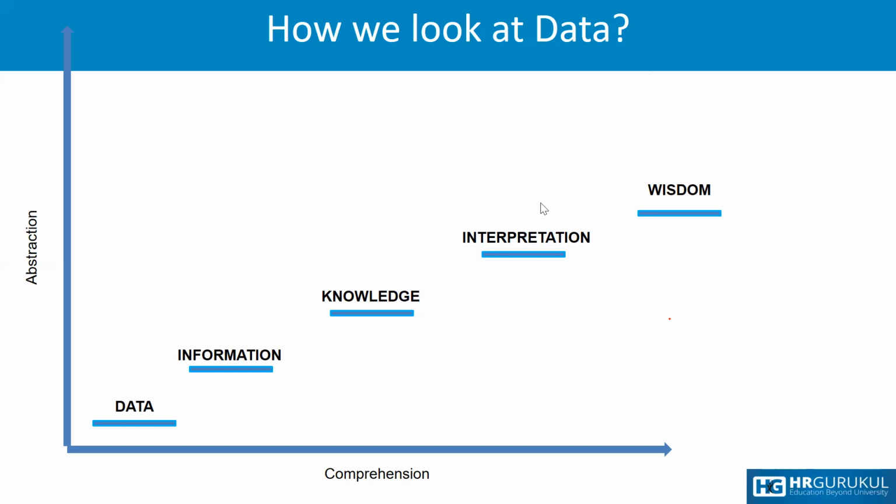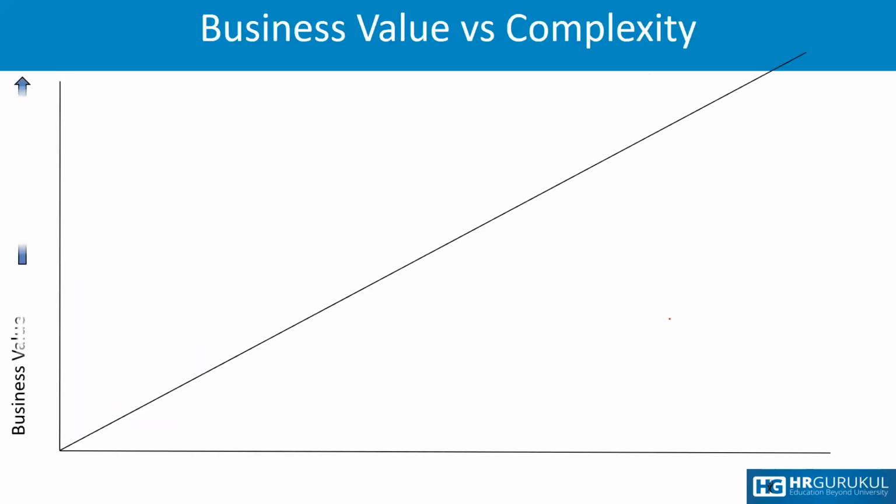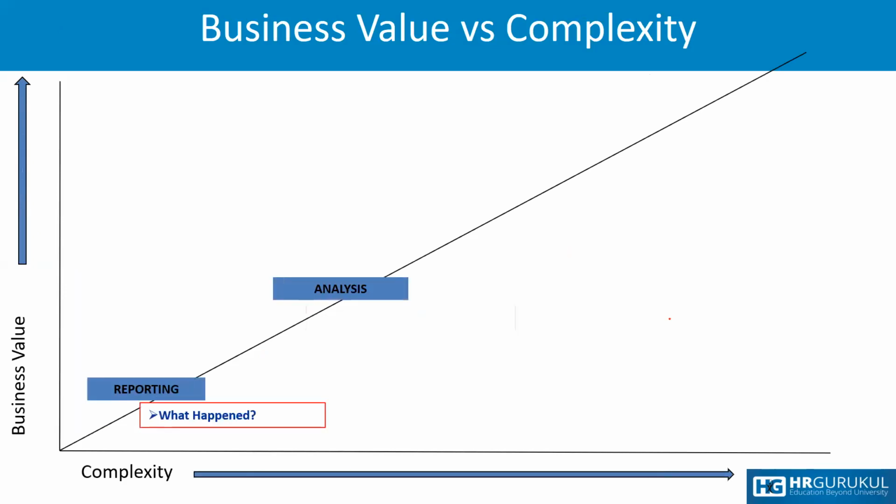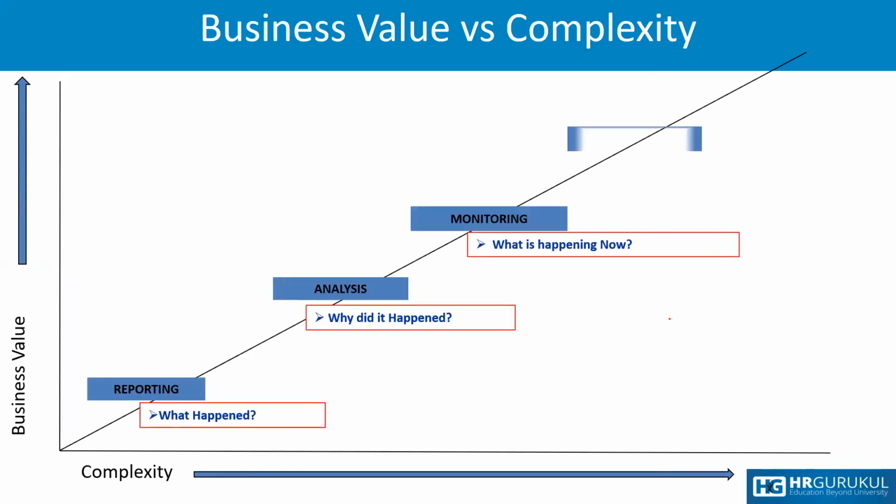Correct? So this is our tendency, how we look at data. And when we talk about the business value versus the complexities, what happened? That is the reporting. That is the kind of MIS reporting that we currently have, or you must be using. You must also be doing some analysis.